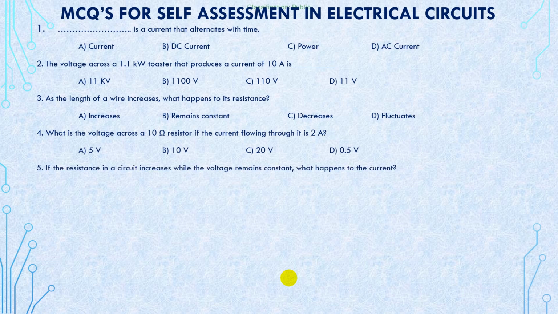If the resistance in a circuit is increasing while the voltage remains constant, the voltage we are applying is constant. We are not changing it, only the resistance we are increasing. Then what happens to the current? Ohm's law: V is equal to I R, right? If resistance is more, current will go downside. So they are inversely proportional, so it will decrease. C is the answer.